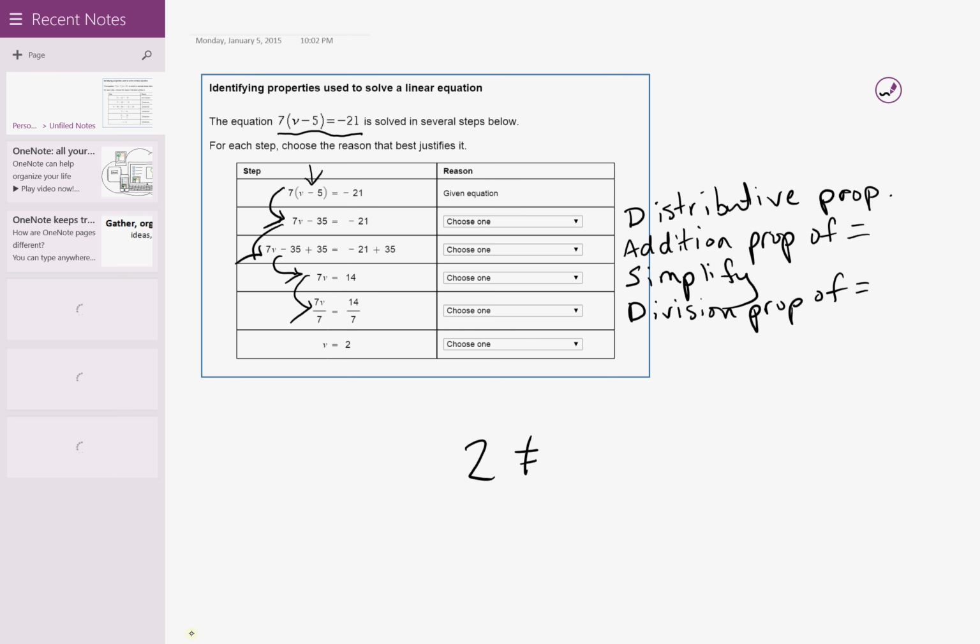And I want to give you an example of that. 2 does not equal 3. But if I multiply both sides by 0, then I have 0 equals 0. So the multiplication property of equality does not hold for the number 0, and that is something to remember for later on when we solve rational equations. And then we simplify again.